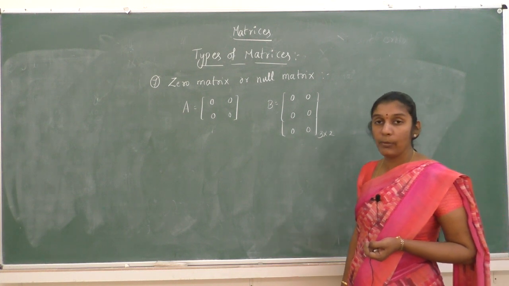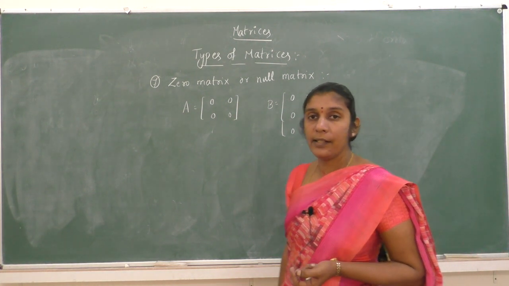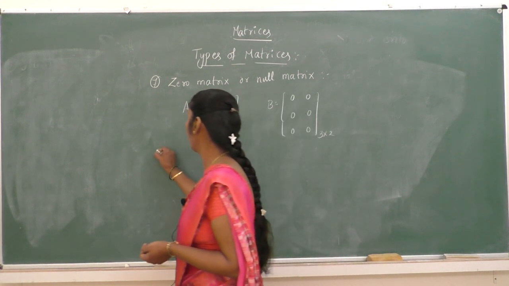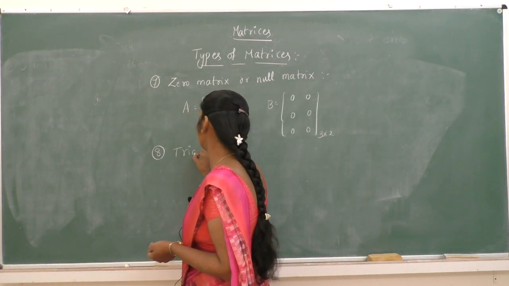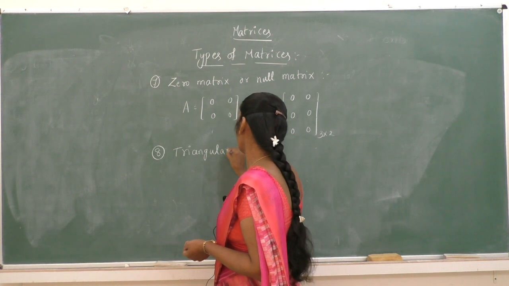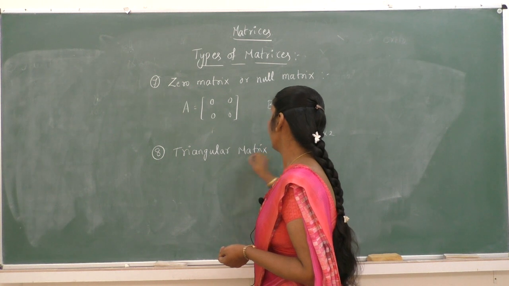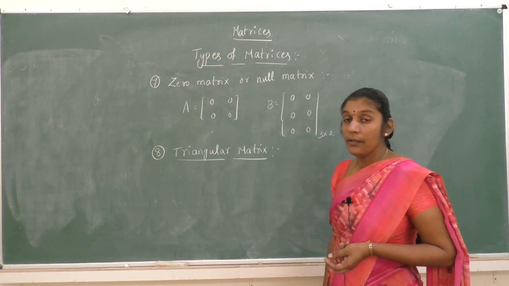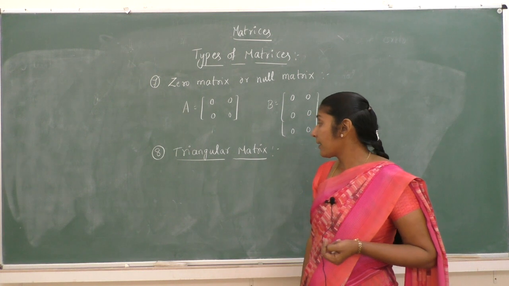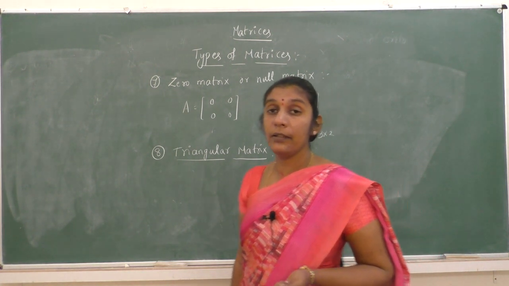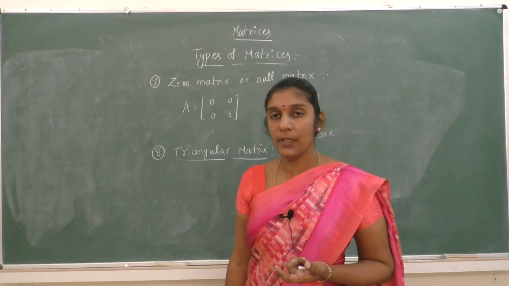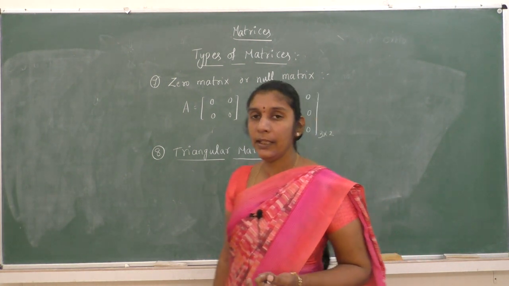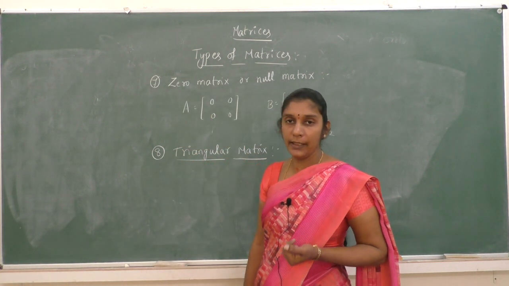Null matrix or zero matrix means all the elements of the matrix are equal to 0. Next, the 8th one, triangular matrix. What do you mean by a triangular matrix? Here we come across two types of triangular matrices. First one is the upper triangular matrix, second one is the lower triangular matrix. Instead of triangular, we also call them upper diagonal matrix or lower diagonal matrix.